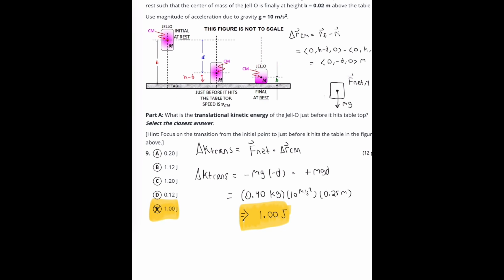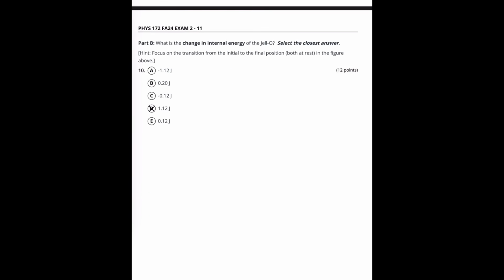So if we look here, we are concerned with the first one and the third one for part B. We are concerned with figure 2 for part A. So now that we have that, let's identify our system and surroundings. Our system is our jello. Surroundings are earth, our gravity.